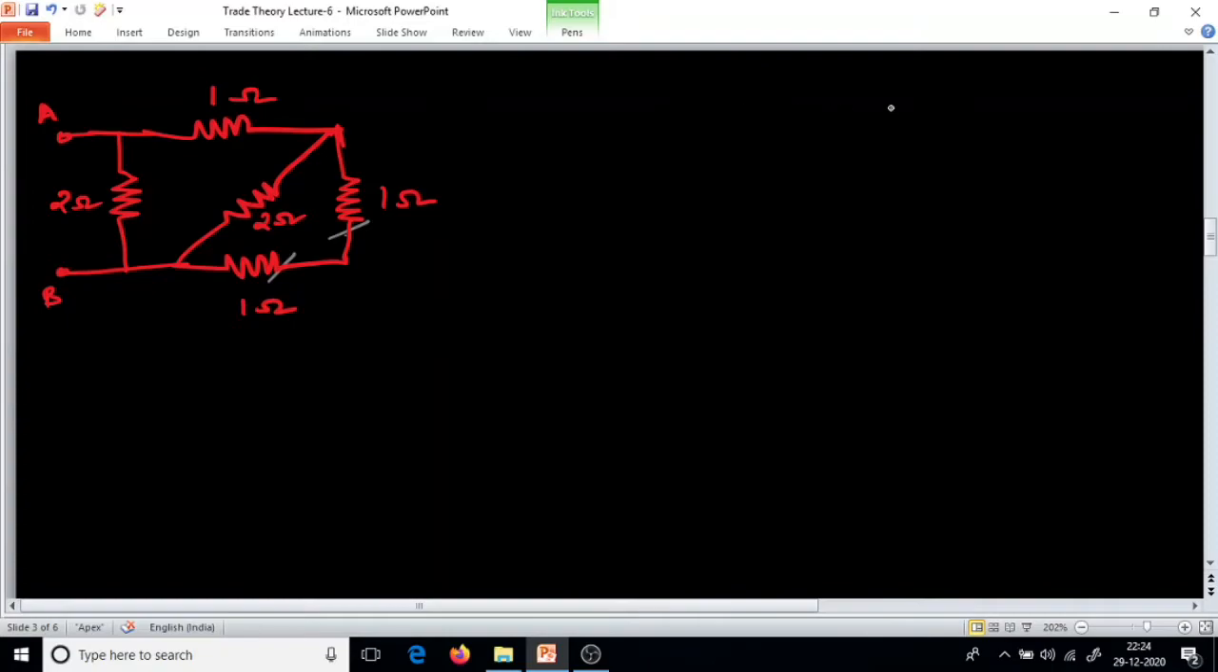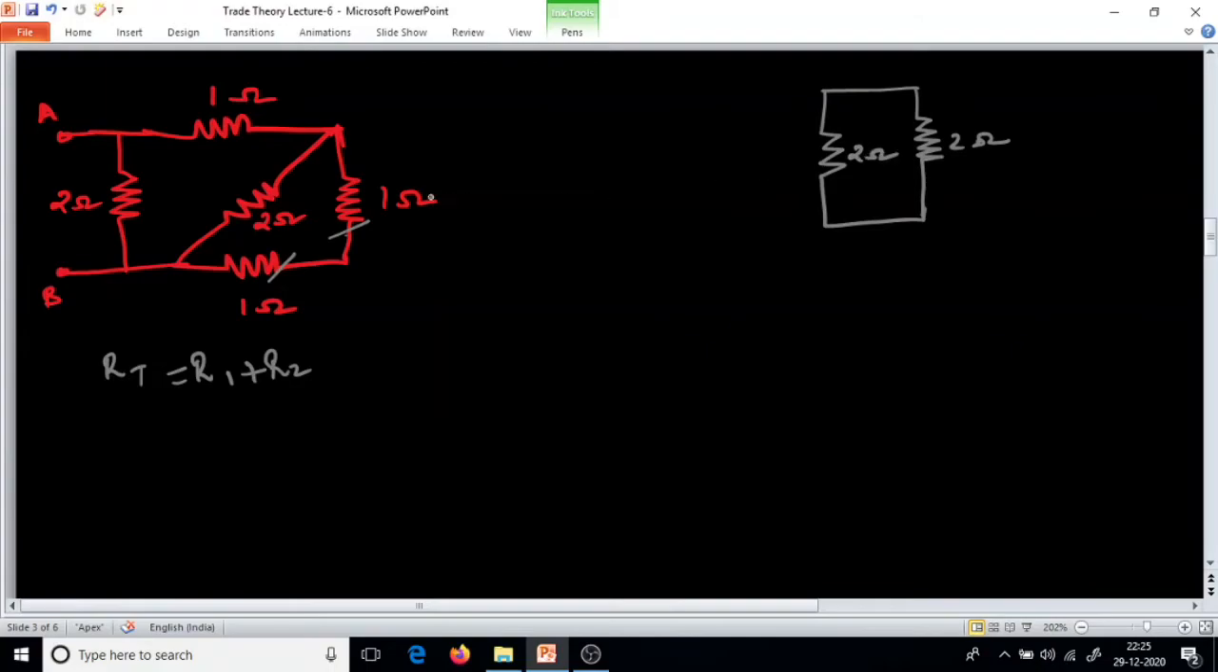So what we can do, we can replace this with a single resistor. When two resistors are connected in series, what happens? Their values get added. That is RT equal to R1 plus R2 when they are in series. So 1 plus 1, we will get 2 ohms. This 2 ohms is in parallel with the 2 ohm resistor.